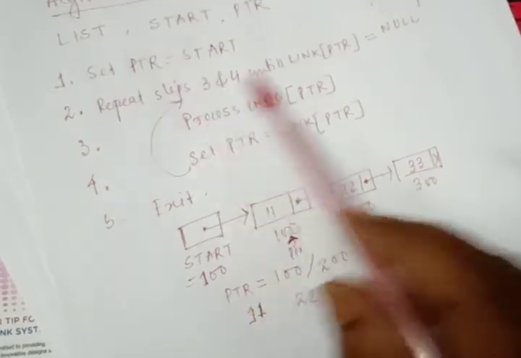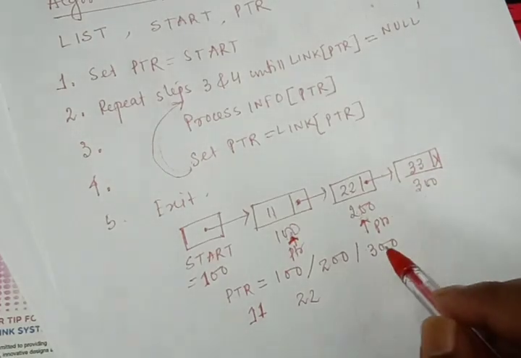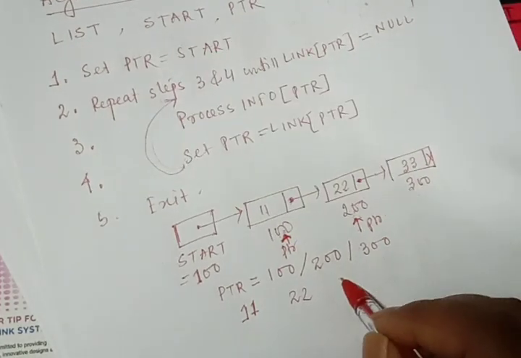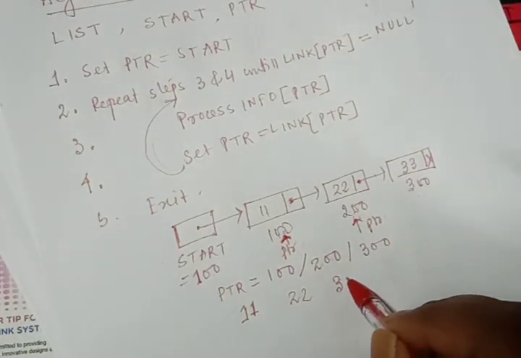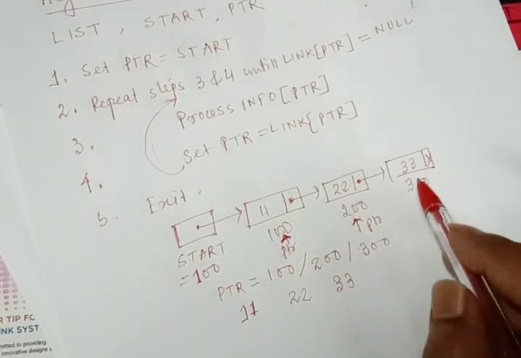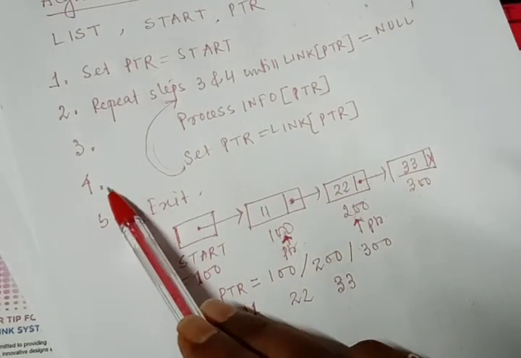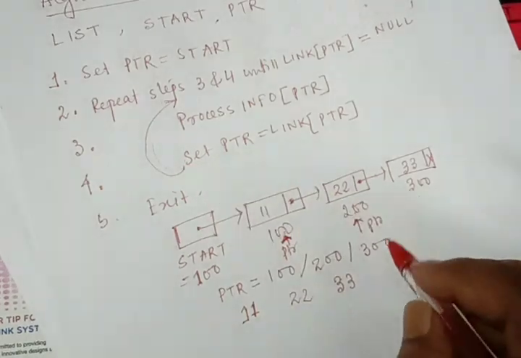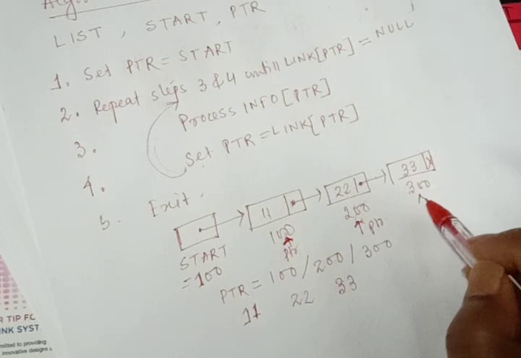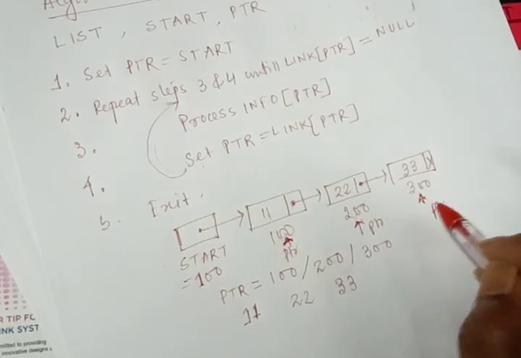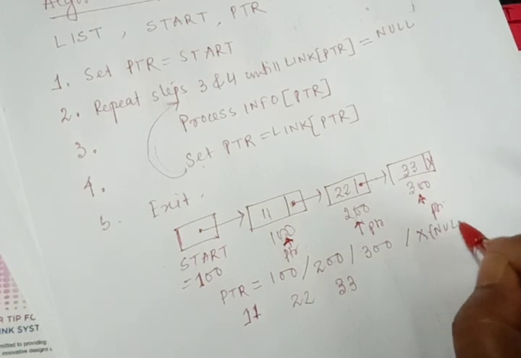Again it will go to step 2 and check whether link of ptr equal to null or not. It is not equal to null, so process info of ptr, so it will print 33, as the information part of 300 is 33. Then the new value of ptr will be what? Set ptr equal to link of ptr. Now ptr is here, and link of ptr is null.